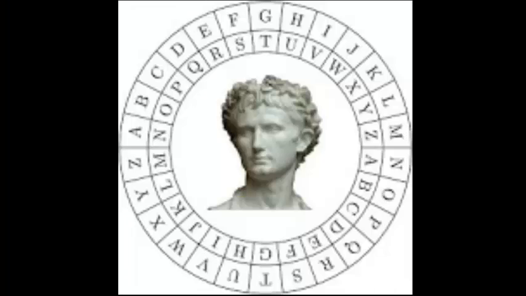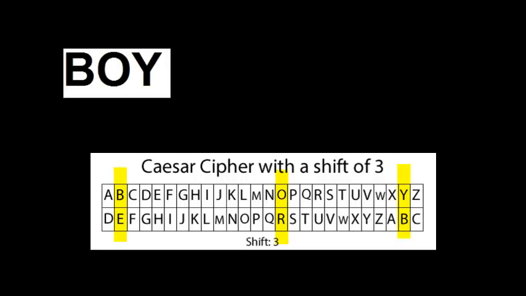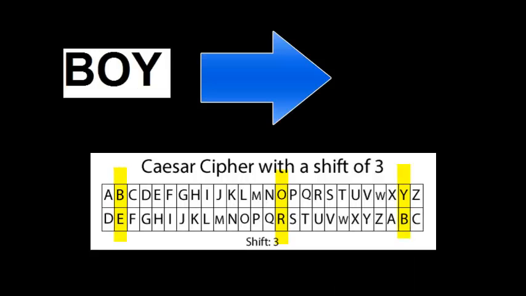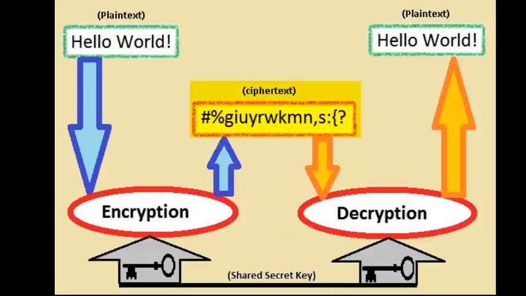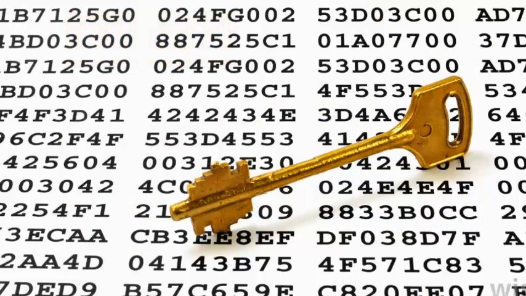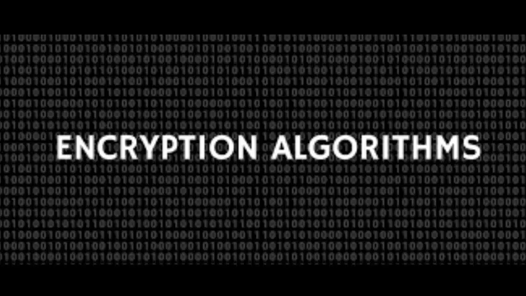In the Caesar cipher, you replace one letter with another letter some fixed number of positions away in the alphabet. The fixed number of positions is called a key. So if you have a word like boy and a key of 3, the encrypted version will be ERB, because we're shifting each letter by 3. The encrypted text is known as ciphertext, and the unencrypted text is known as plain text. And the rules by which messages get encrypted is called an encryption algorithm.